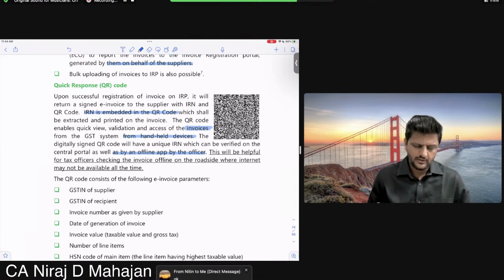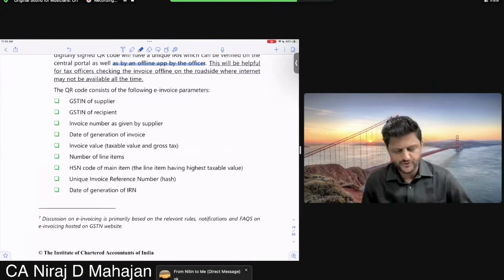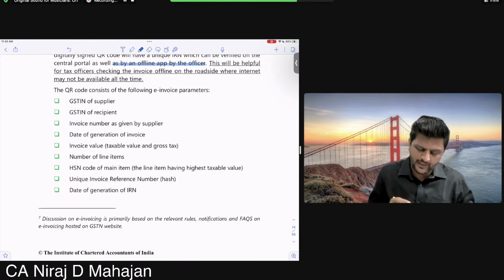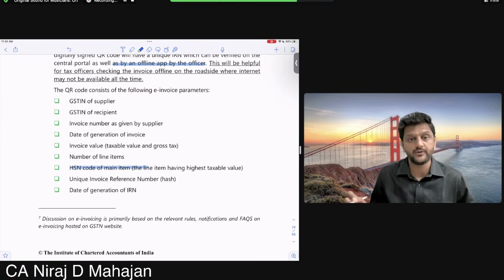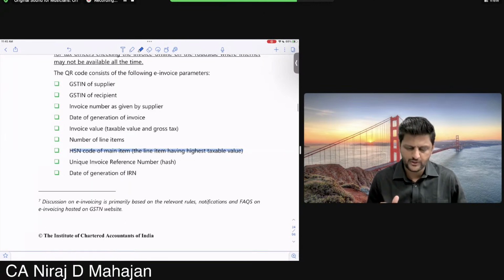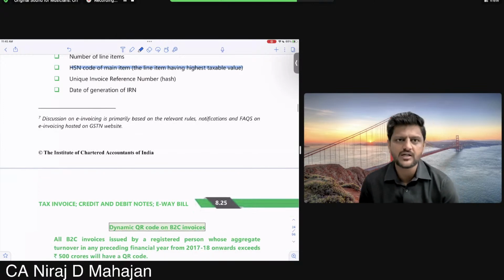The QR code consists of what things? Supplier and recipient details, GSTIN, invoice number, date of generation of invoice, invoice value, number of line items, that is how many items are being sold, HSN code of the main item, the line item having the highest taxable value, unique IRN, that is the hash, that entire set of digits, and the date of generation of IRN. These details you can check. Now once you have the HSN at least, you will be able to understand what item it was.